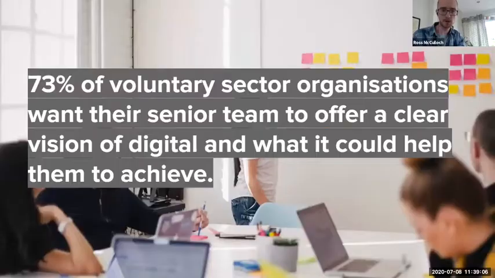So leadership and culture. So Zoe Amar's survey that she does every year around the state of digital in the third sector in the UK, really, really glaring survey answer that came back this year, which was 73% of voluntary sector organisations want their senior team to offer a clear vision of digital and what it could help them to achieve. So you need to be able to articulate this stuff really succinctly. And what we're going to do later on this call is we're going to look at how you can develop a really simple digital mission statement that's going to allow you to get this across to a broad range of staff members.